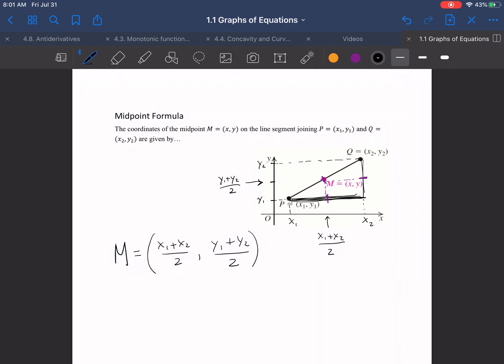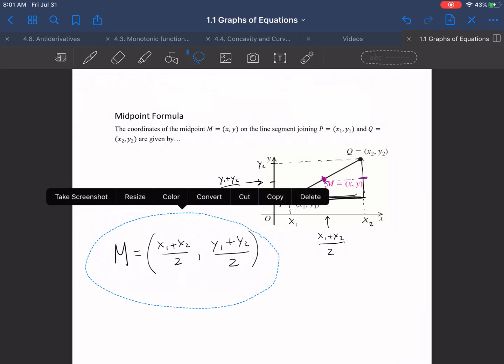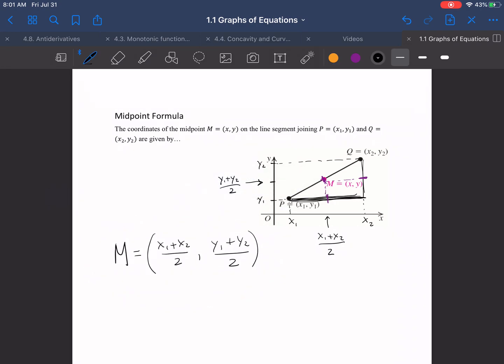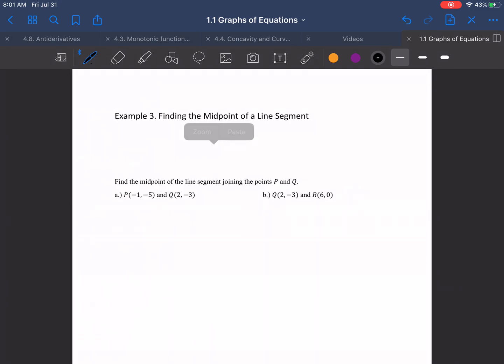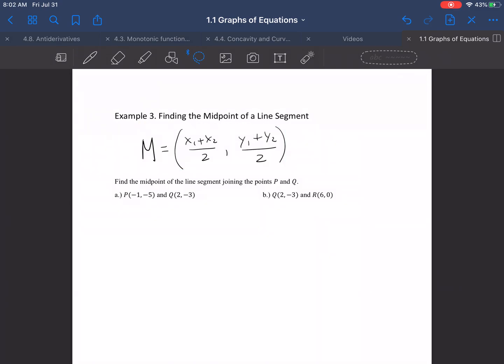Average the x values, it tells you the x value of the midpoint. Average the y values, it tells you the y value of the midpoint. So that one's pretty simple, but let's go ahead and try using it. I'm going to copy this real quick, bring it with us to the next page. All right, so on this next page, we'll put it right up here. There we go. We have our midpoint formula, and here we want to find the midpoint. Again, I'll do the first one for you, and then I'll leave the next one for you to try.